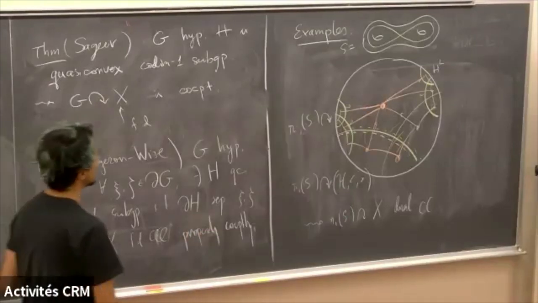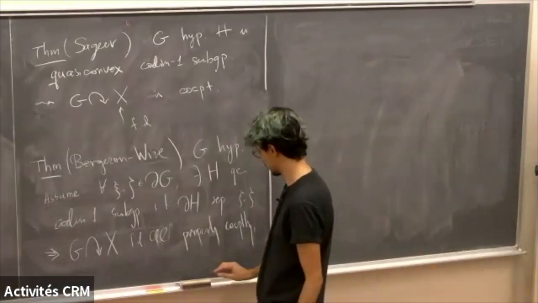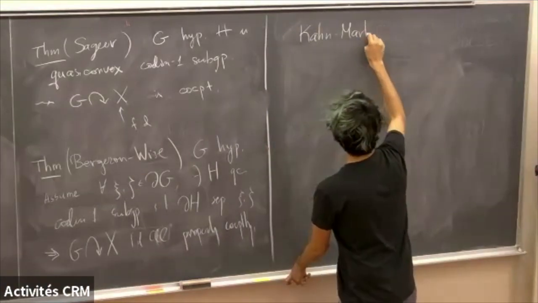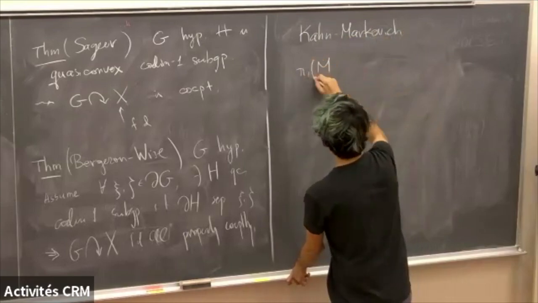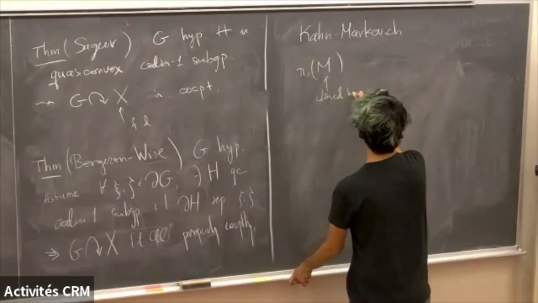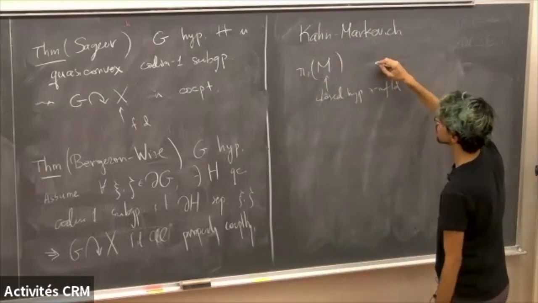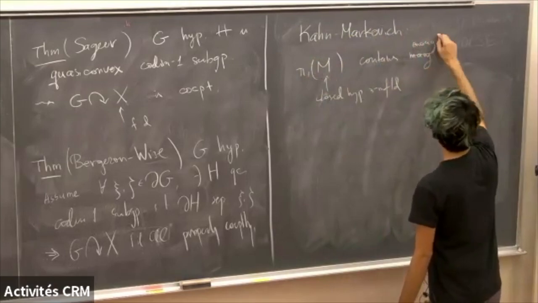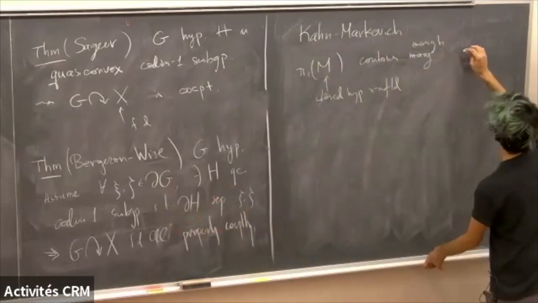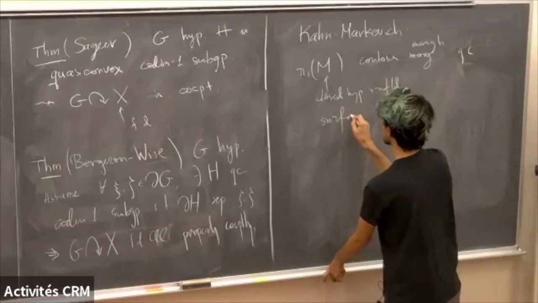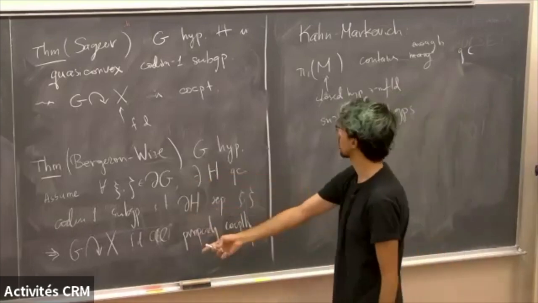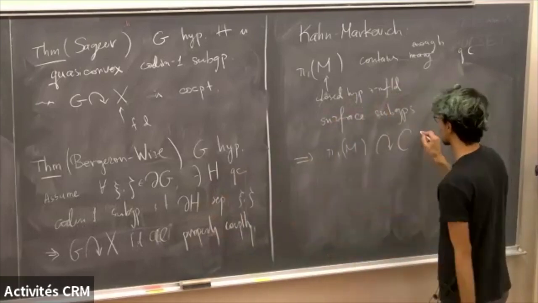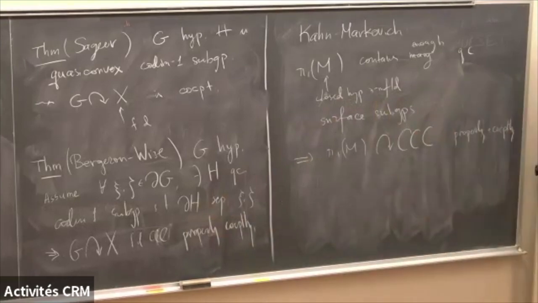One more thing. This has been used a lot to cubulate all sorts of groups, but maybe the most striking is the work of Kahn-Markovic. For a closed hyperbolic 3-manifold, they produce enough quasi-convex surface subgroups for you to apply this theorem. So we get that pi_1 of a closed hyperbolic 3-manifold acts on a CAT(0) cube complex properly and cocompactly. Okay, I think I'll end here.